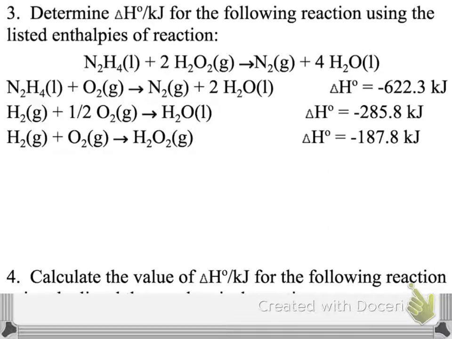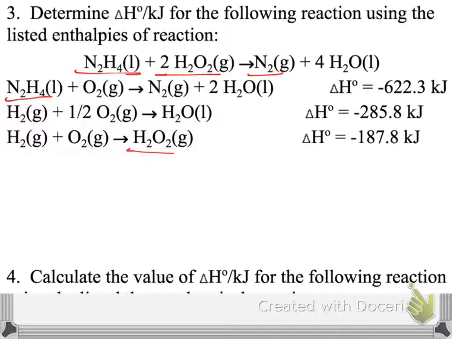We're looking at problem number 3 in your Hess's Law practice problem set. So if we look at this, one of the first things that I want to do is check to see that my products and my reactants are on the correct side. So I'm going to go ahead and go through. So I have reactant 1, both reactants. And the next one I'm going to look at is my hydrogen peroxide. Reactant there, product here, so I'm probably going to have to flip that third one.